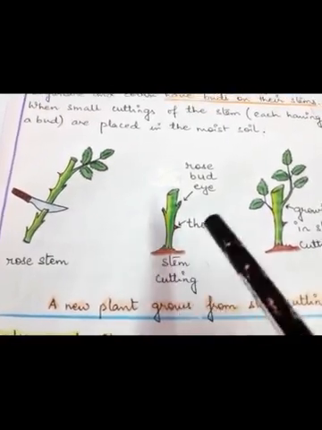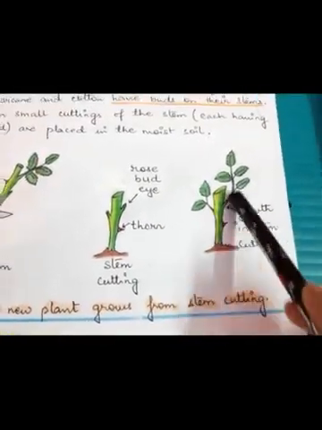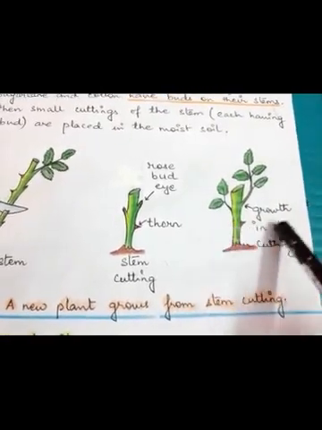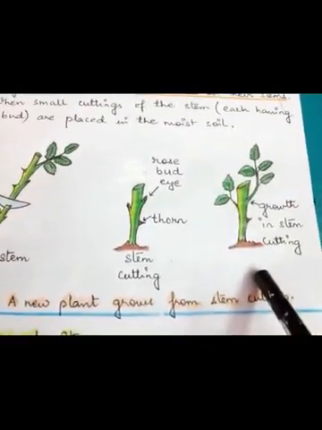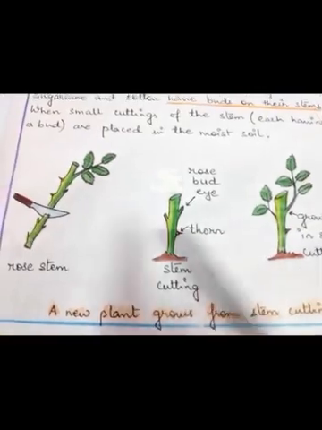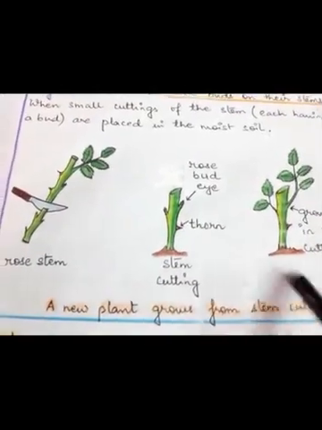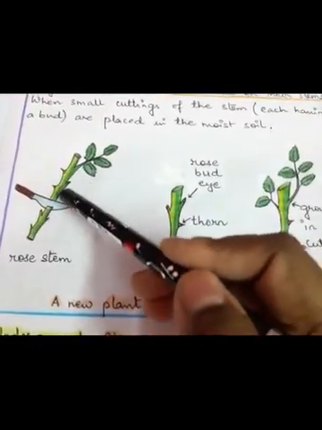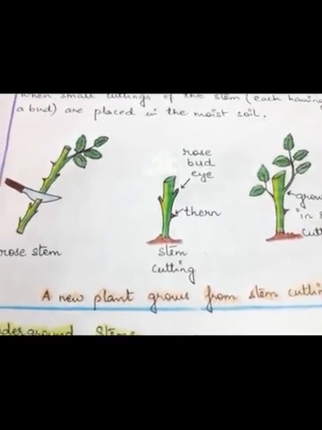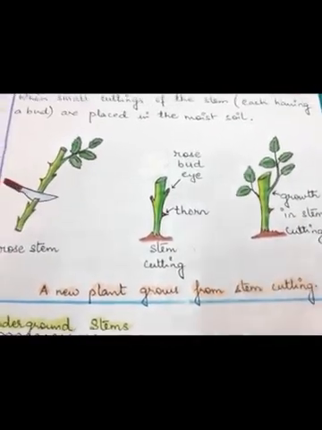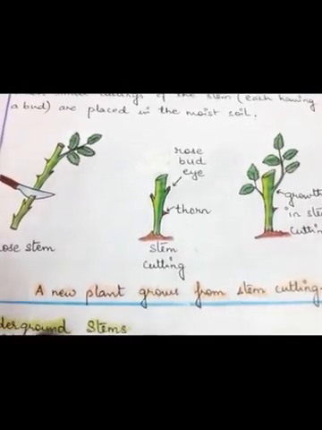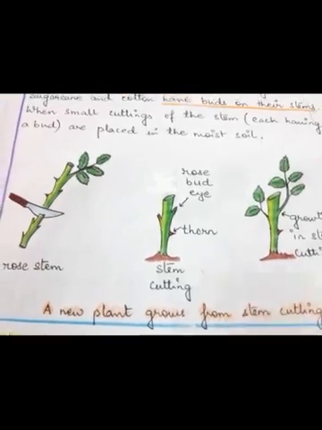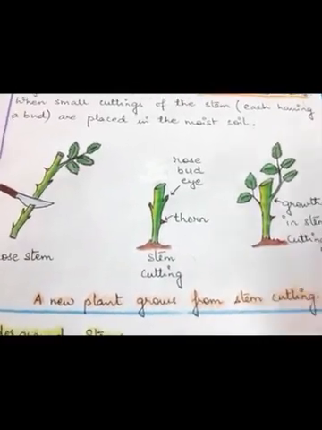Then take care of it, and you will see very soon that new leaves are growing out from the bud, and you can see a new rose plant. This method of plantation is called vegetative propagation. From a single stem of a rose you can grow many rose plants. You should definitely try this on your own, and you will see that from a single rose plant you have grown so many rose plants, having beautiful rose flowers on them. Clear?